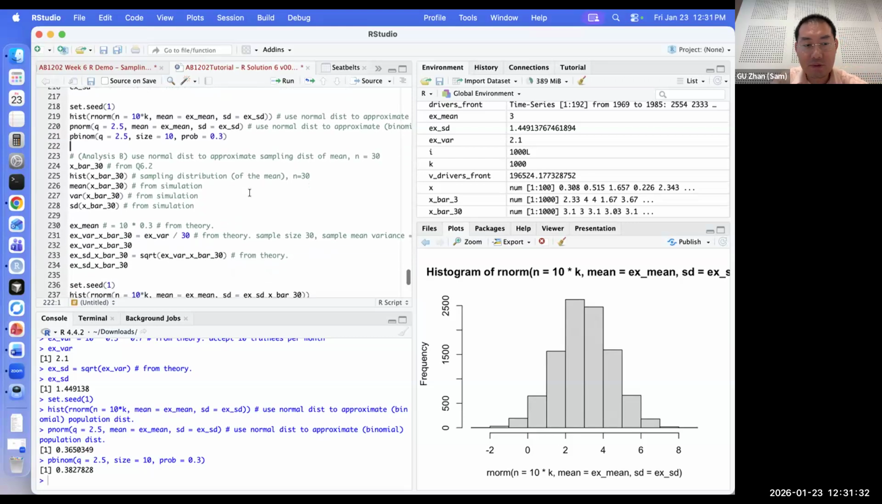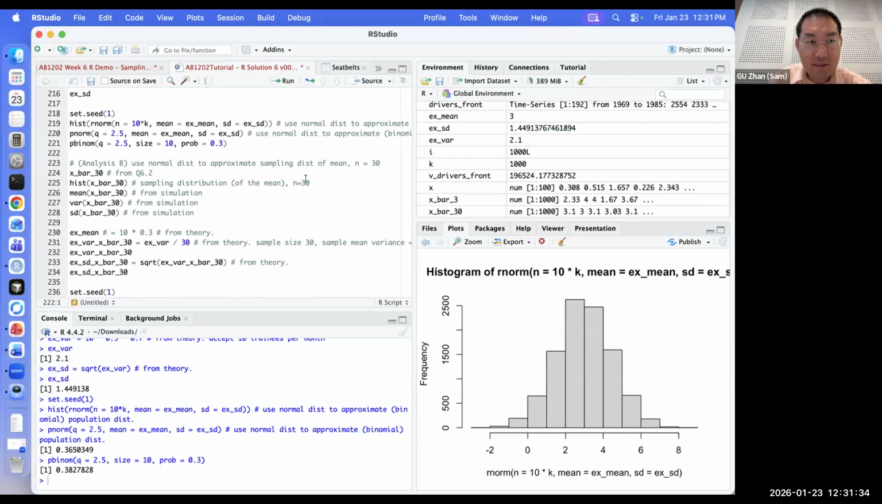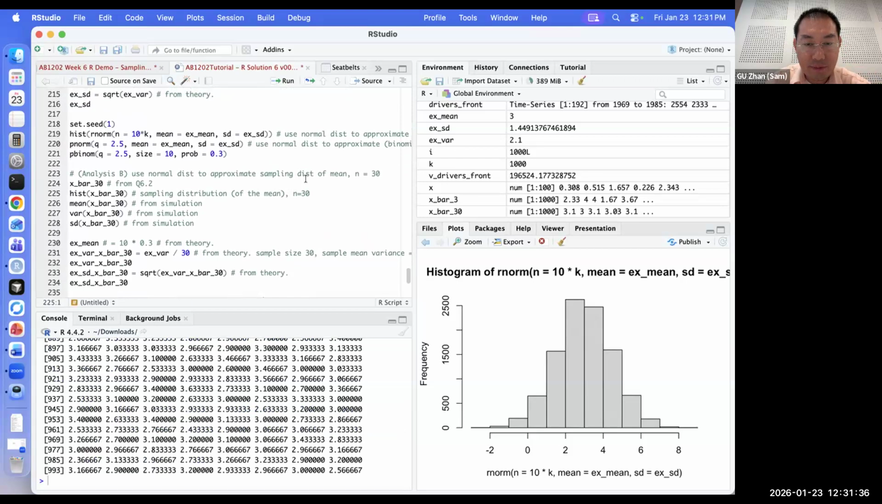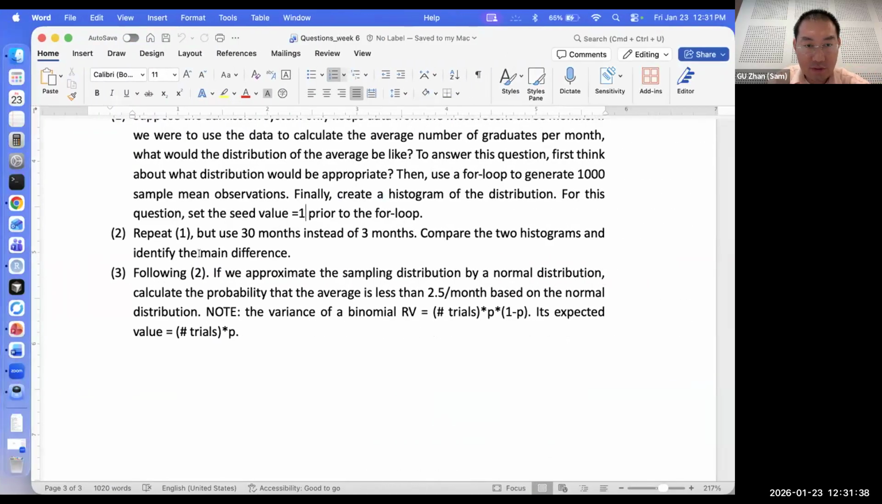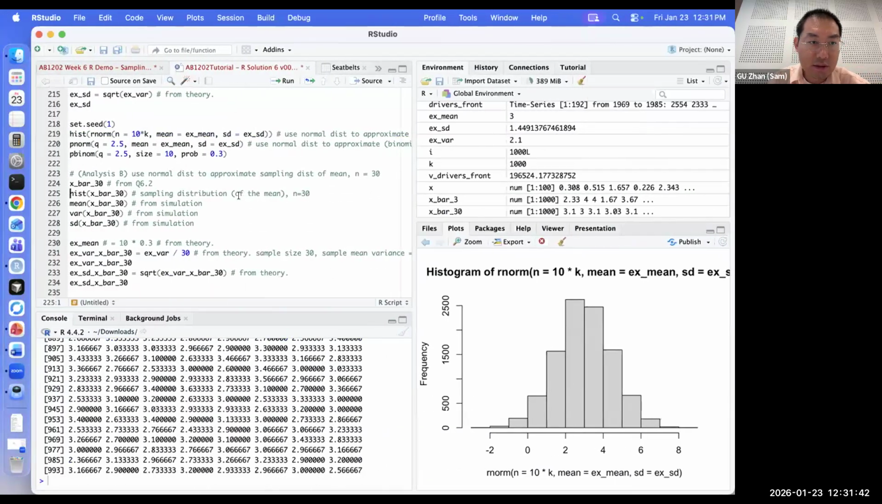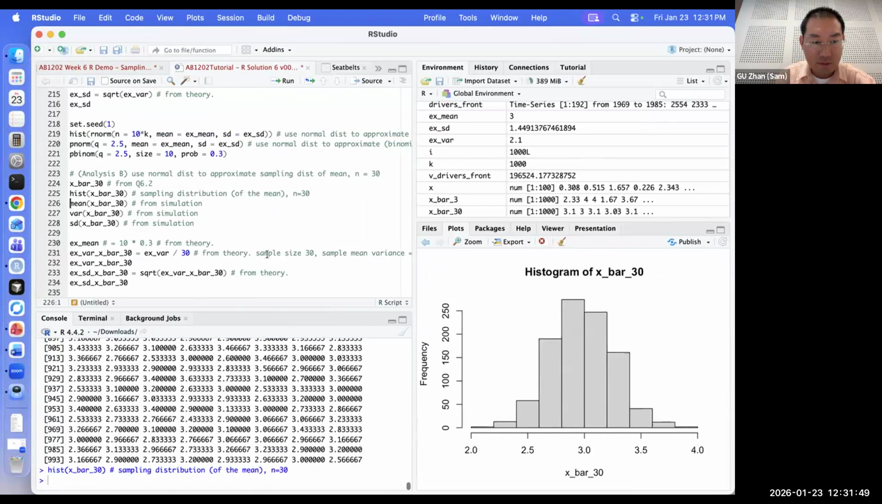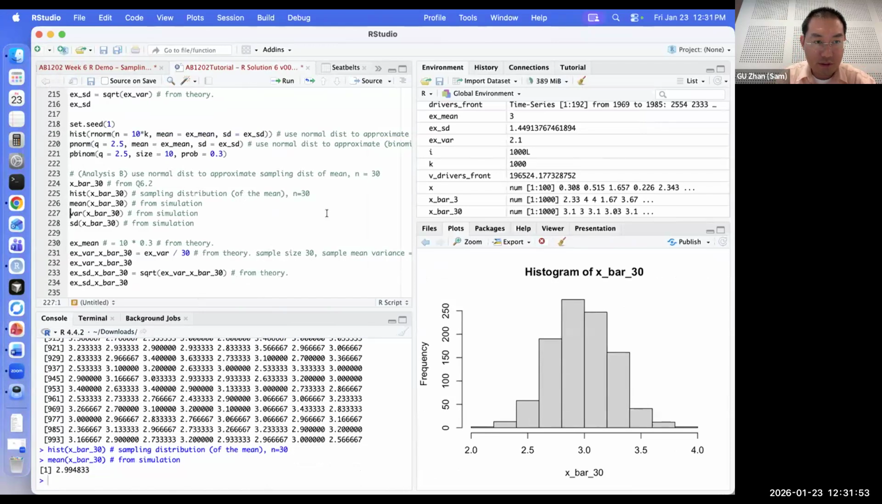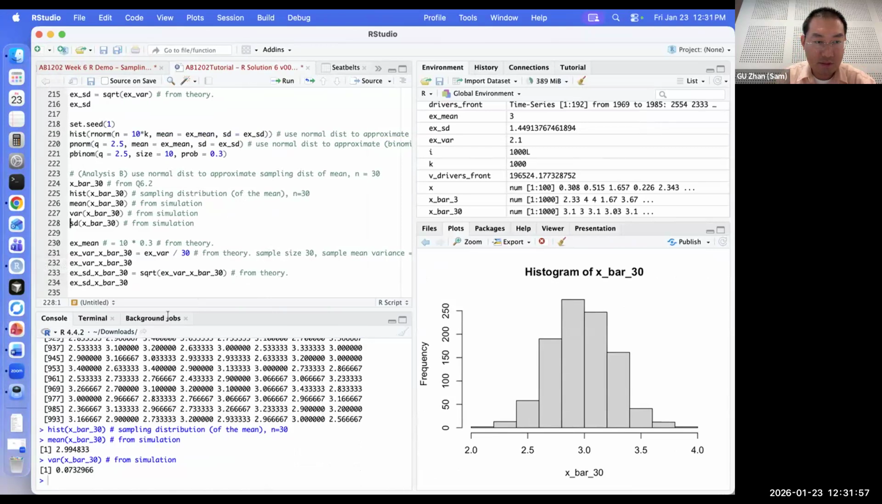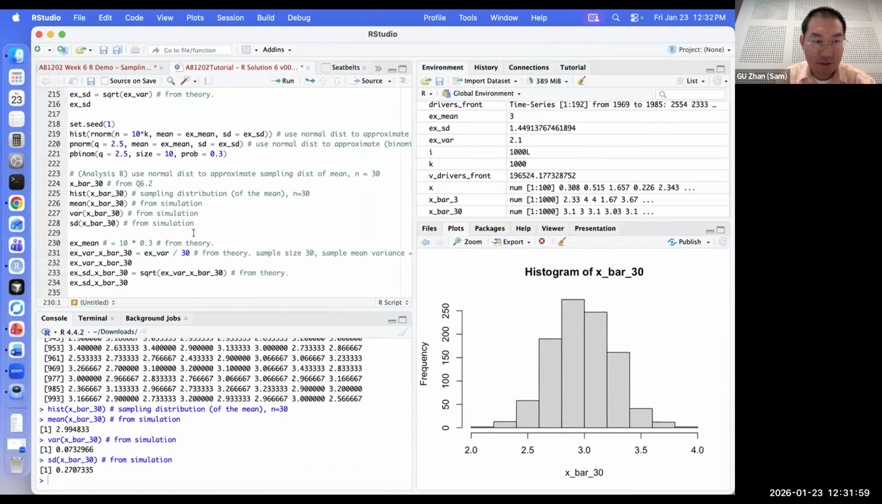Okay, next is the approximate sampling distribution. Sampling distribution of the mean following two. The sample size is 30. So these are the X bar histogram, the sampling distribution of the mean with n equal to 30. That's the mean from simulation, then the variance is 0.07 from simulation.